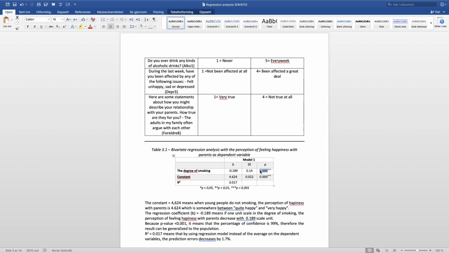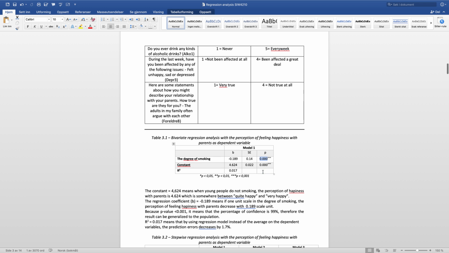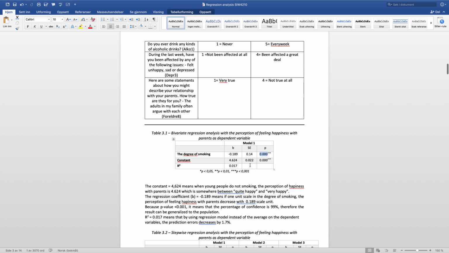You don't need to have the p-value, it's okay with just the stars, or you can have the p-value like this, but you don't need both. So what does it tell? Well, again, when you go 1 scale unit up on the degree of smoking, the satisfaction with parents goes down 0.189 scale units. So it means that kids who smoke a lot are less happy with their parents compared to kids who don't smoke or smoke less than every day, so to speak.